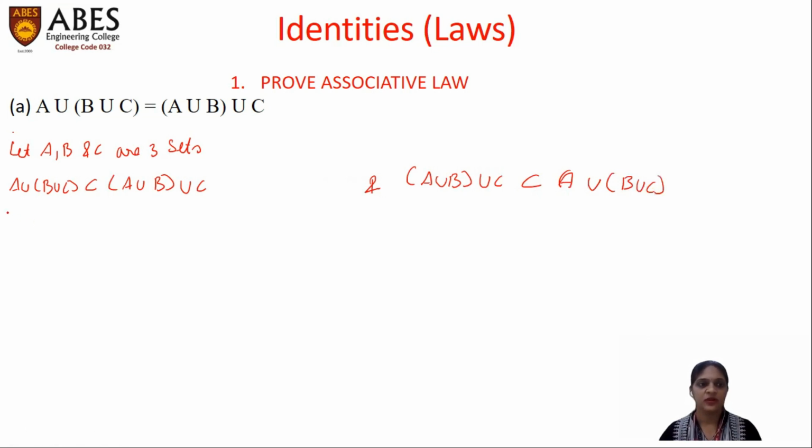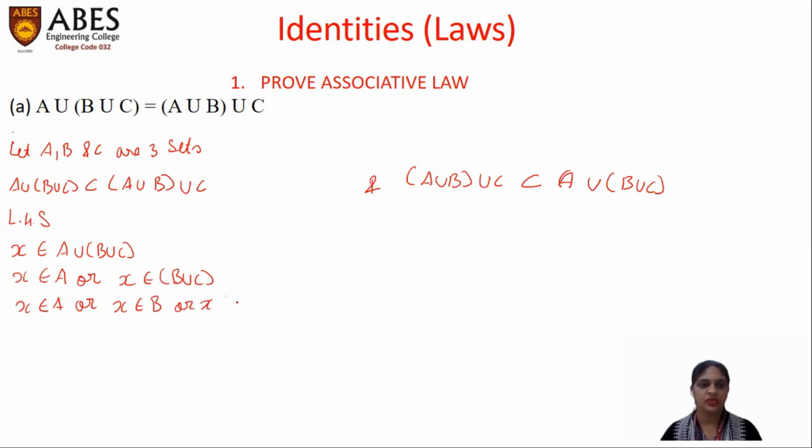So first of all we have to prove the left hand side is a subset of the right hand side, so I am taking the left hand side. Let's suppose X be any arbitrary element which belongs to A union (B union C). So we can write this as X belongs to A, or, union means or, X belongs to B union C. Now again, X belongs to A, or we can write X belongs to B union C like this: X belongs to B or X belongs to C.